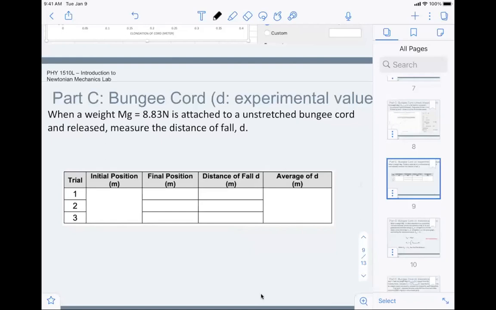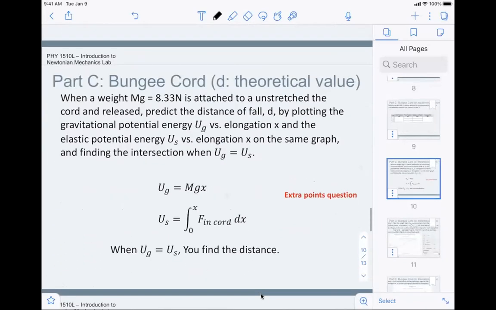Now, if you wanted to stop there, then your job is done. That's all that is required. The theoretical part is a little bit complicated, but it's doable. I will explain it now. If you do want to get extra bonus points, the last bit is to find this distance D to fall using a theoretical method.